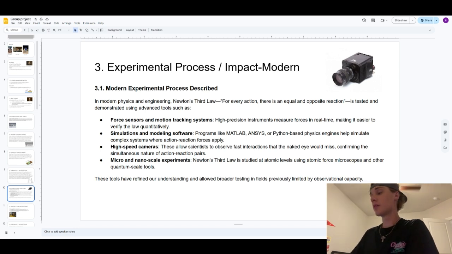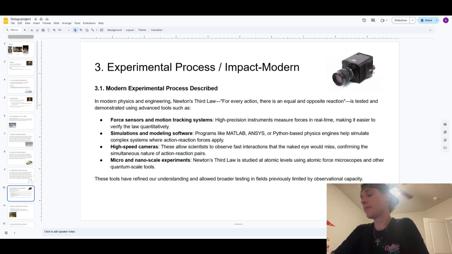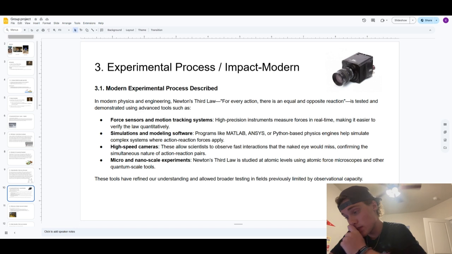Section 3, experimental process and the impact. The modern experimental process described. In modern physics and engineering, Newton's third law, for every action there is an equal and opposite reaction, is tested using advanced tools such as force sensors and motion tracking systems. High precision instruments measure forces in real time, making it easier to verify the quantity of everything.